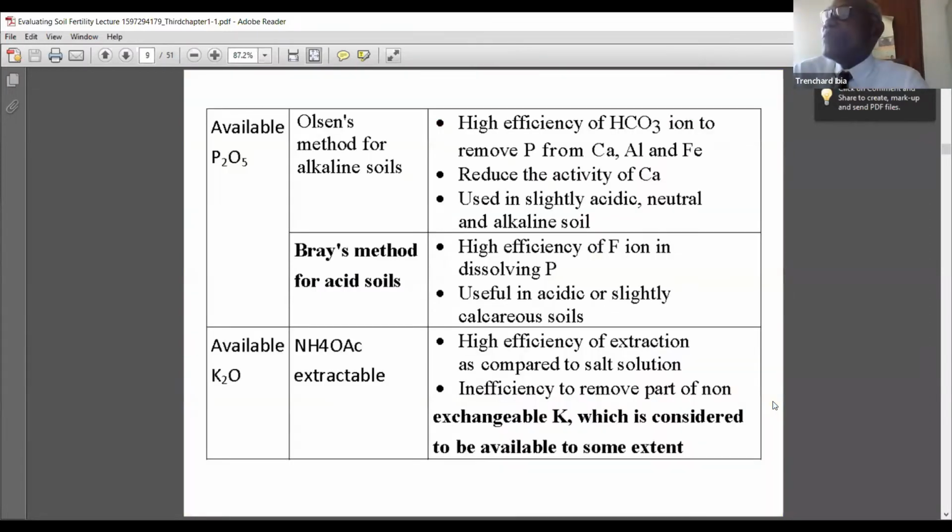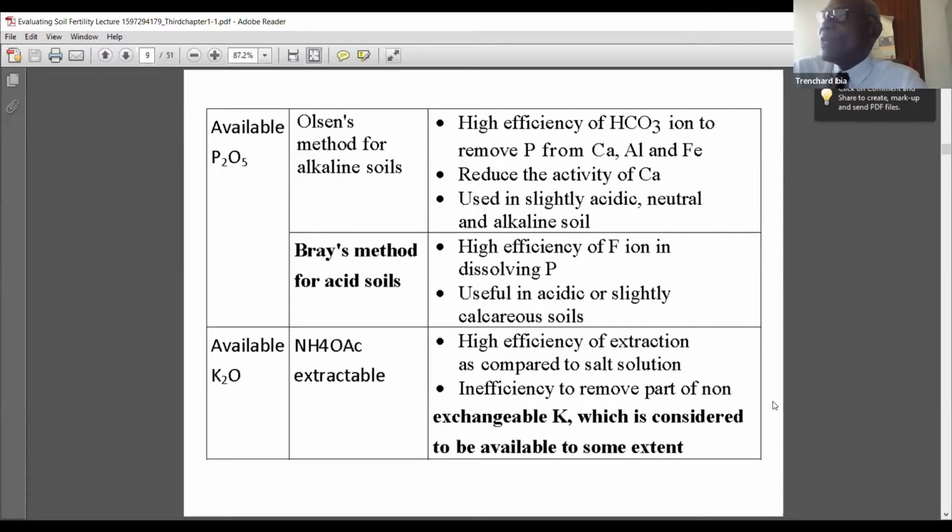Next slide, please. Available P2O5, available phosphorus, Olsen method for alkaline soils and Bray method for acid soils. In Nigeria, we are using Bray 1 and Bray 2. If there will be issues, we shall raise accordingly. The Bray method that we use in Nigeria is for acid soils. It has high efficiency using acid fluoride in dissolving P, useful in acidic or slightly calcareous soils.